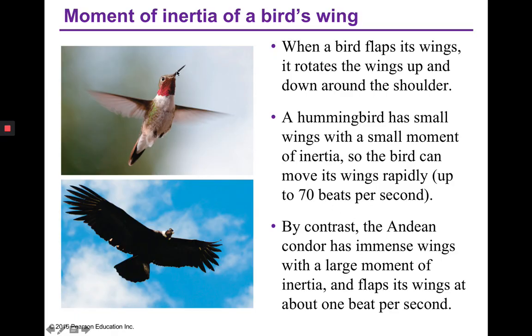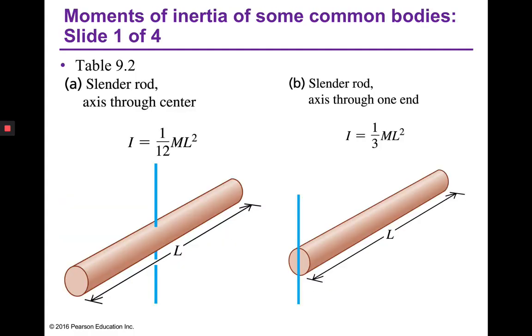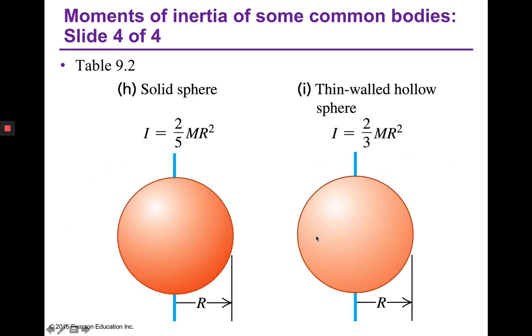So they're making the point here that hummingbirds are small. They have a small moment of inertia, so they can rotate their wings really quickly. It's really easy. But a big bird has a big wing. There's a lot more mass, and the mass is further away from the axis of rotation at the shoulder. So it's hard for it to move and rotate its wings. That's why it flaps much slower. We've got a whole table of moments of inertia. We're actually going to derive two of these in a video. These are just things you look up.